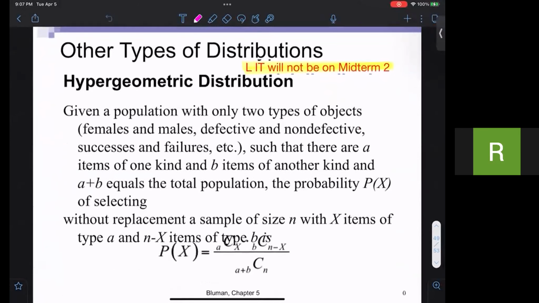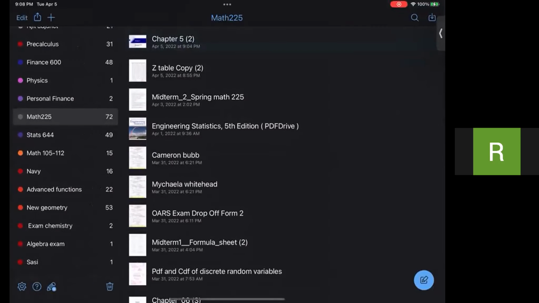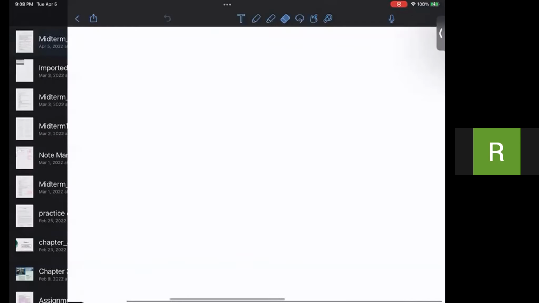Here they said, given a population with only 2 types of objects, like females and males, or like in this problem, boys and girls, defective and non-defective, success and failure, such that there are A items of one kind and B items of another kind, and A plus B equals the total population, the probability P of X of selecting without replacement a sample of size n with X items of type A and n minus X items of type B is this PMF.